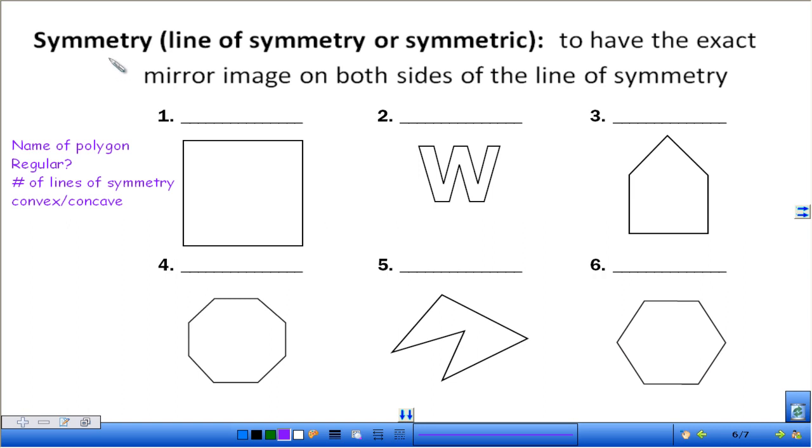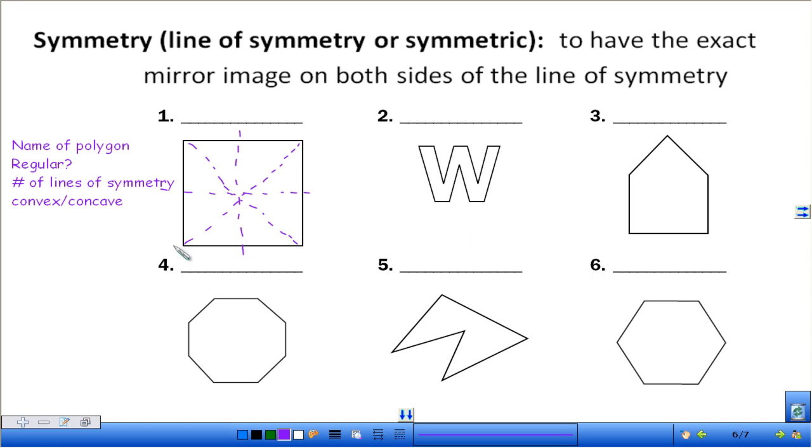One vocab word we haven't really talked about yet was symmetry, which is also referred to as a line of symmetry or symmetric. You need to know all of those, but it's to have the exact mirror image on both sides of a line of symmetry. So for example, if I assume that this is a square, I think it's meant to be, which means I can draw a line of symmetry here, here, and on a square, you can also have a line of symmetry here and here. That does not work for a rectangle. Remember, we took the piece of paper of a rectangle and we folded it on the diagonal. It did not match up. It does match up with a square.